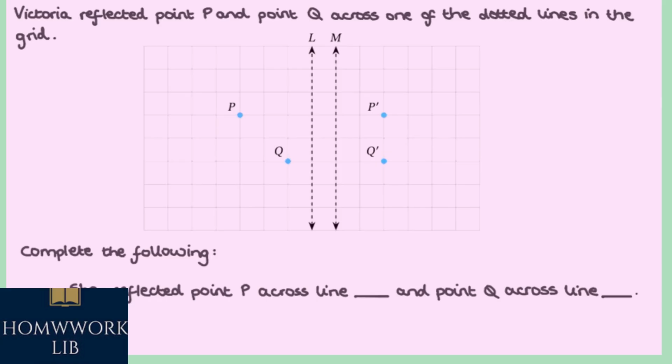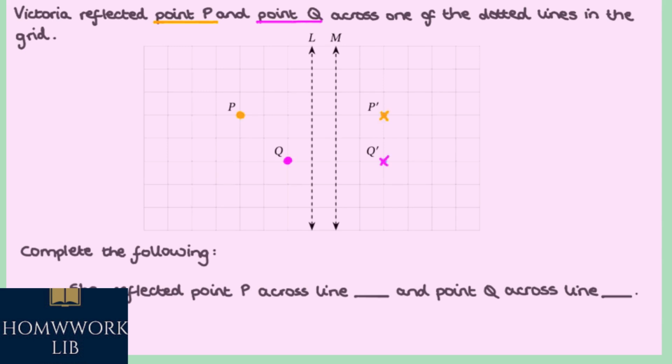Victoria reflected point P and point Q across one of the dotted lines in the grid. Complete the following. She reflected point P across line blank and point Q across line blank. We've been told that Victoria reflected 2 points, P and Q, across one of the dotted lines in the grid, and we need to determine which line she reflected each point across.